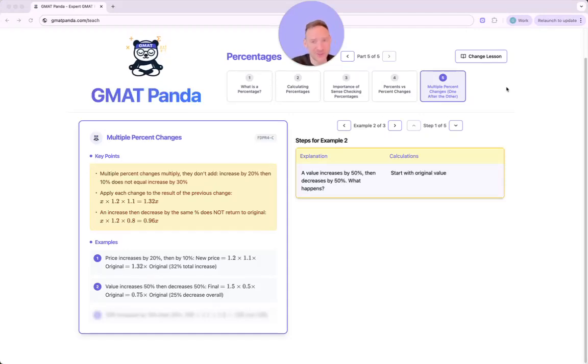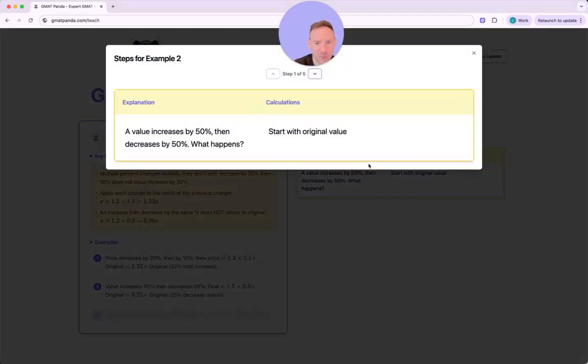Sometimes in the GMAT, you need to calculate multiple percentage increases and decreases in a row. And here, the common mistake people tend to make is that they think they can just add and subtract these different percentage changes. So, for example, if something increases by 50% and then decreases by 50%, often people will think that it is just going to go back to its original amount, right?